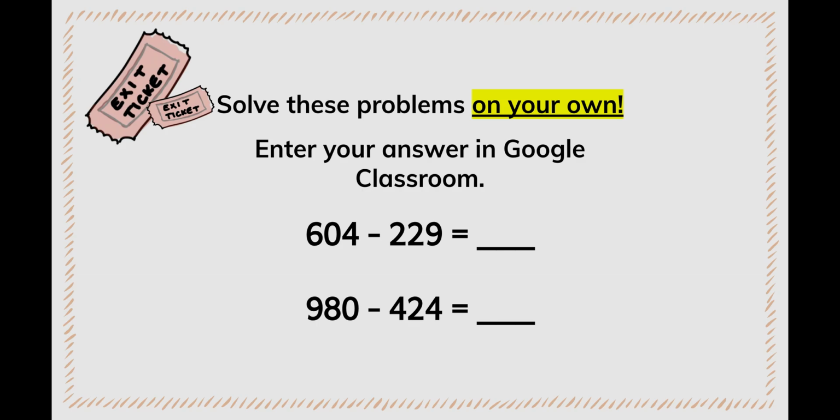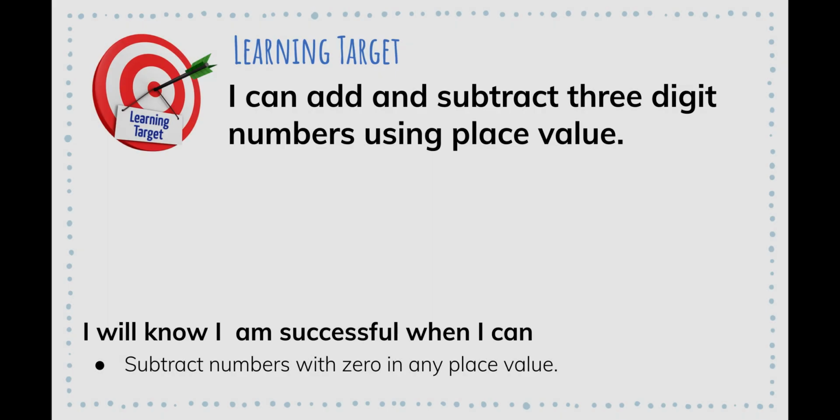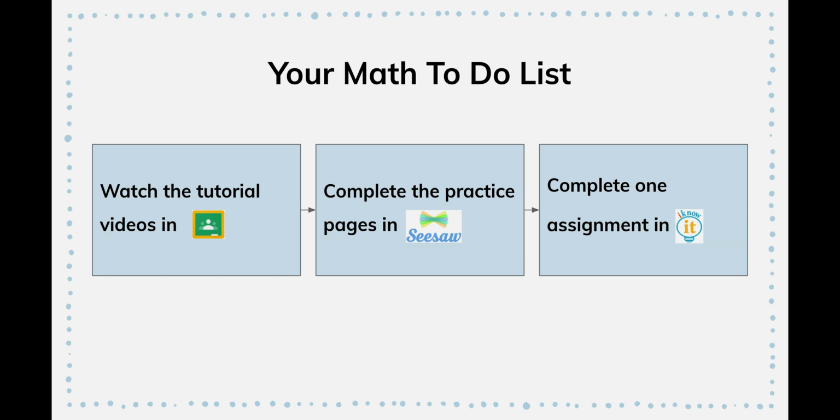Excellent job today, friends. Please go to Google Classroom and solve these problems on your own. You can do them on scratch paper and enter your answers in Google Classroom. Your learning target today, or your success criteria today, was I will know I'm successful when I can subtract numbers with 0 in any place value. And hopefully you are confident as you go off to complete your independent practice.